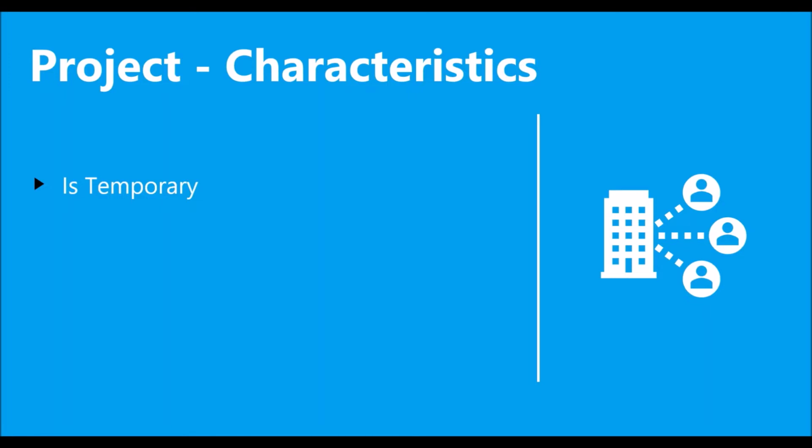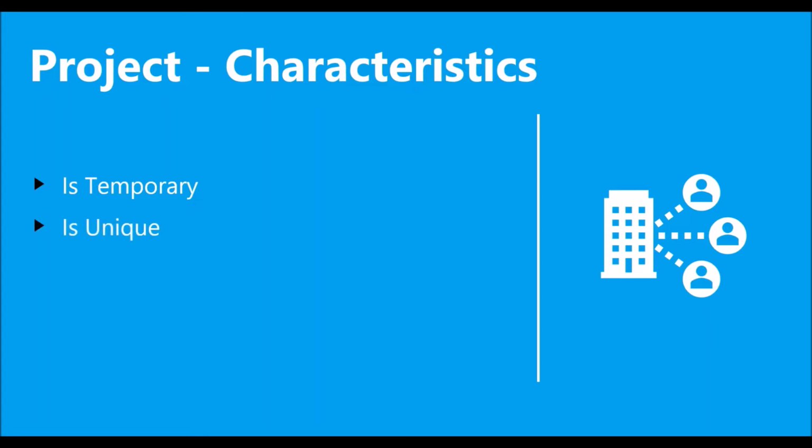When you say temporary, it means that a project has a start date and an end date. So if you are working on something and you don't have an end date for it, it definitely does not fit the definition of a project. If it is repetitive, a day-to-day activity that you're repeating and it doesn't have an end date, that typically falls under operations. The project has a start date and end date, so it is called temporary.